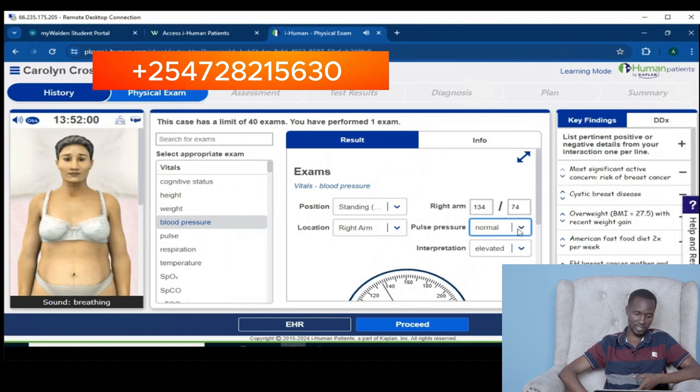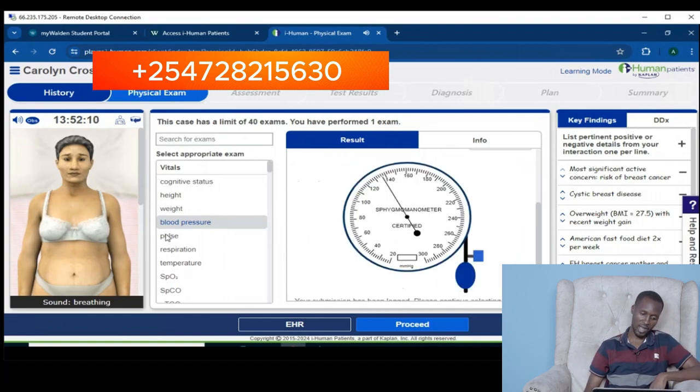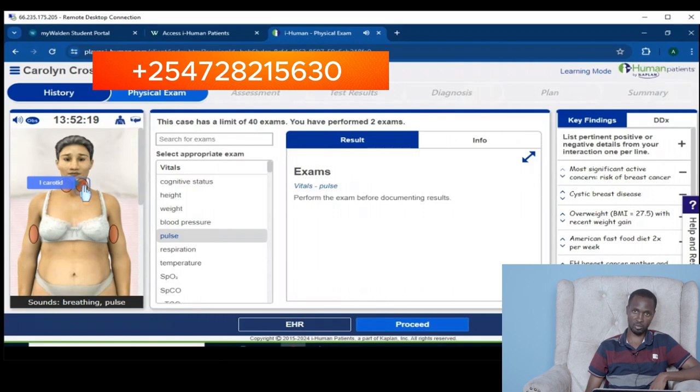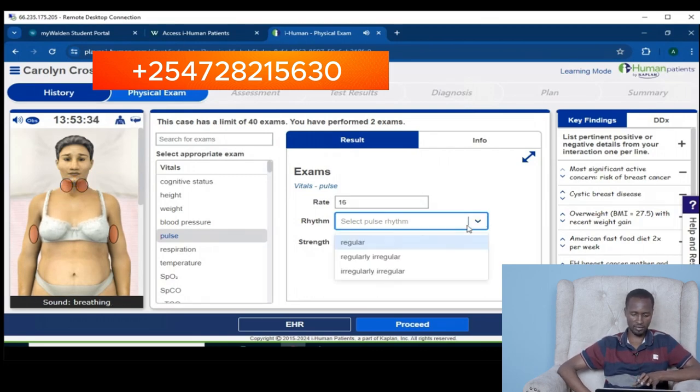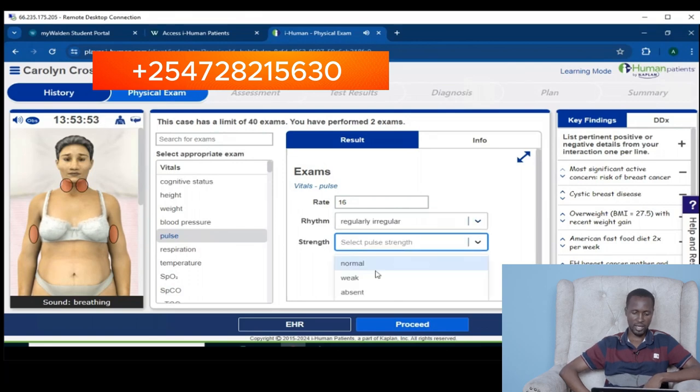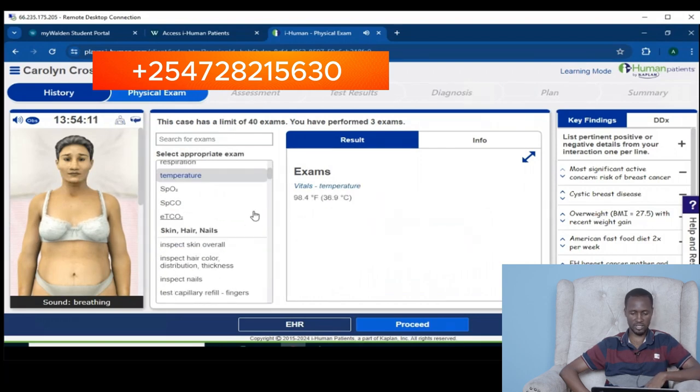Also the pulse, you can see there are marks on the patient's body that you're supposed to examine. You have to do that to get the actual rate, the rhythm, and then the strength. These are the requirements for conducting a pulse exam. Then the temperature is always given by the system. And then another common physical exam is the skin.